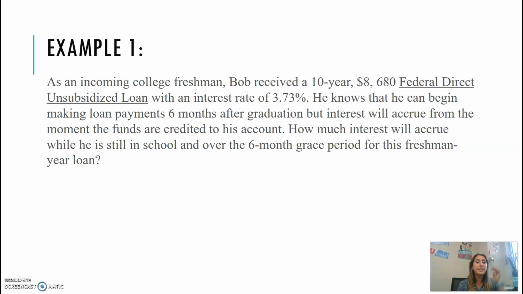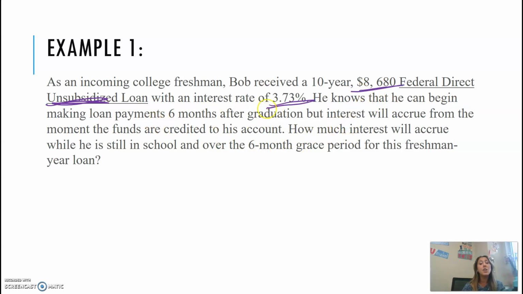All right. So here's our first example. We have an incoming freshman, Bob. He's going to receive a 10-year, $8,680 federal direct unsubsidized loan. So we want to make sure we do that. Unsubsidized, we're underlining. That means he's paying interest the whole time. His interest rate, we want to underline that because we're going to need that. We also need the principal. Sorry, I forgot to underline that.